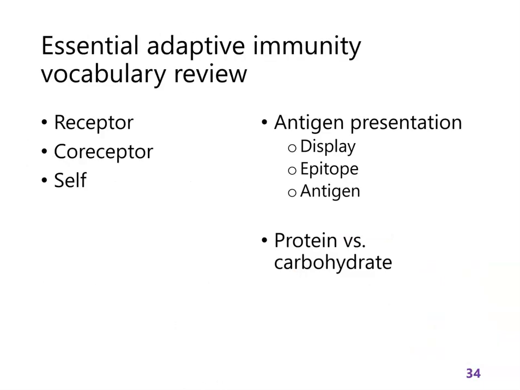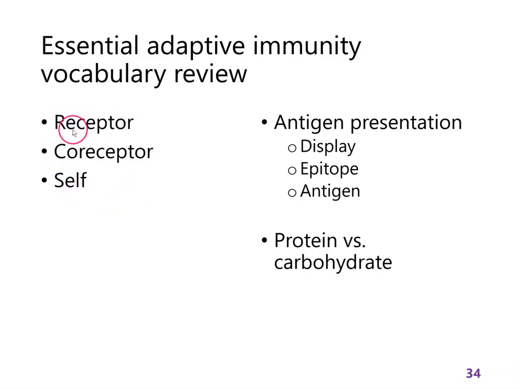So before we get into the nuts and bolts of what it is and how it works, we will use some terminology a lot. So, terminology we've seen, self. That means, in general, parts of the body that we like. Anything we want to keep. Our epithelial cells, our neurons, our muscle cells, any cell inside us that we want. We don't want to attack. We don't want to kill our own cells.